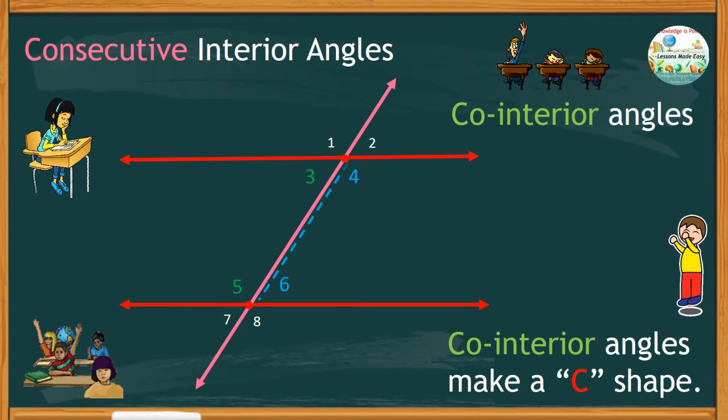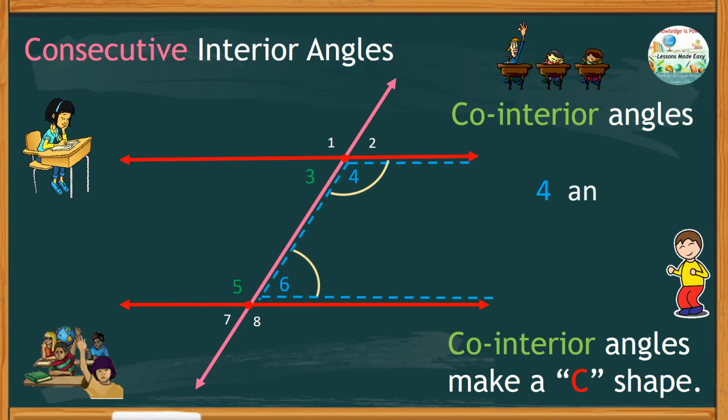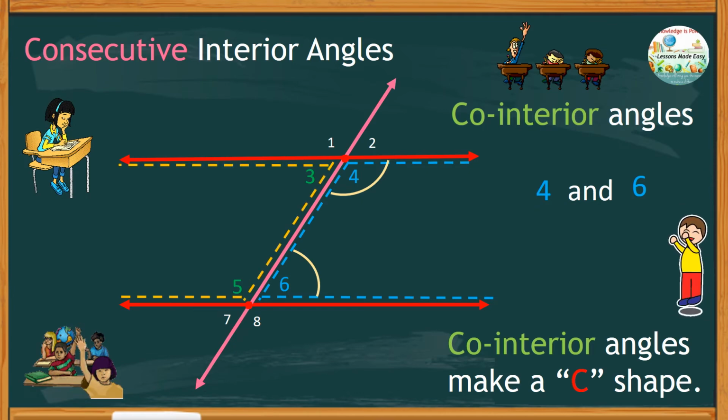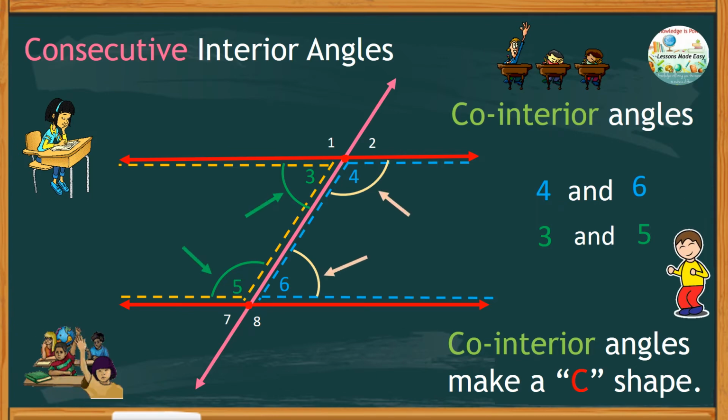We can find a pair on the right side, angles 4 and 6. Another C shape, or a pair of co-interior angles, is on the left side of the transversal, consisting of angles 3 and 5. So clearly you can say that co-interior angles are found on the same side of the transversal.